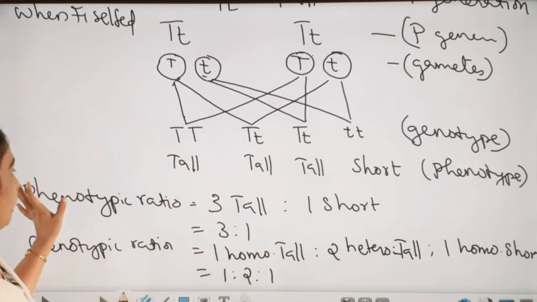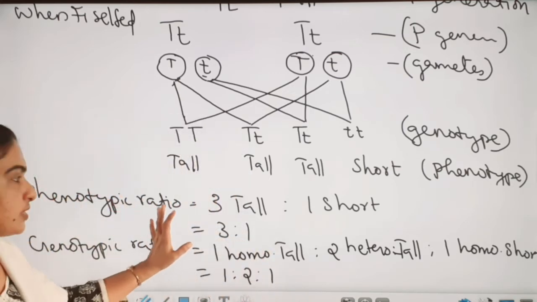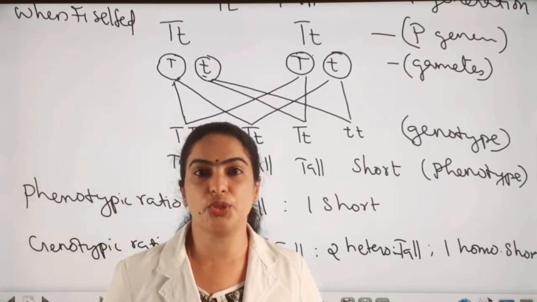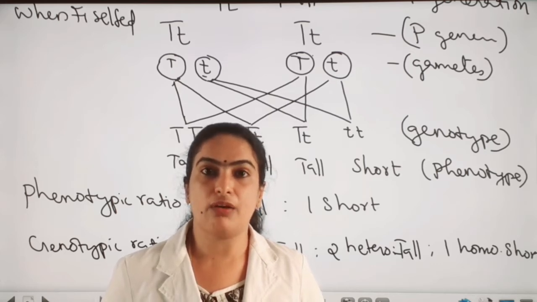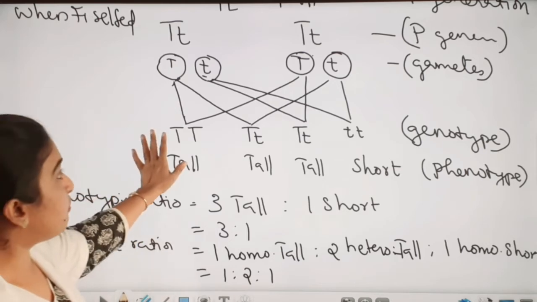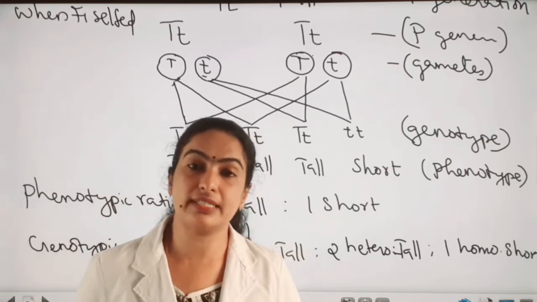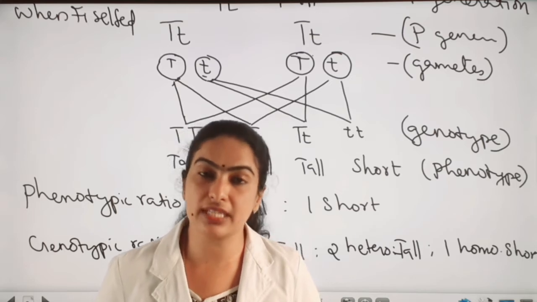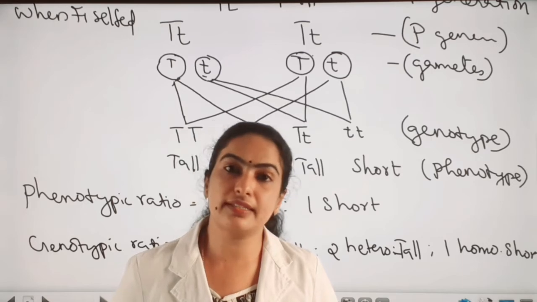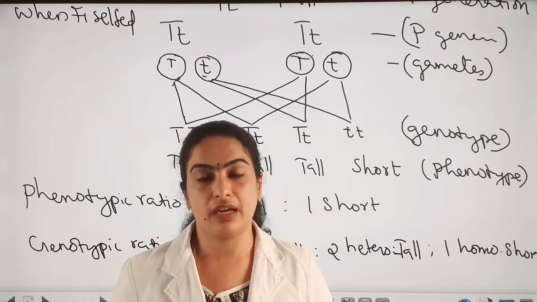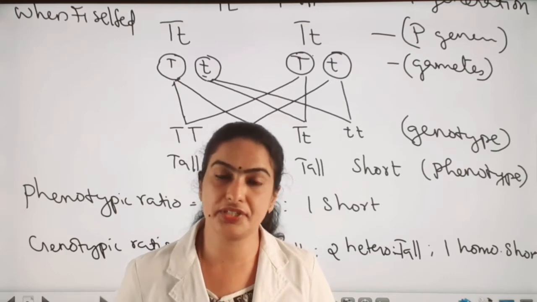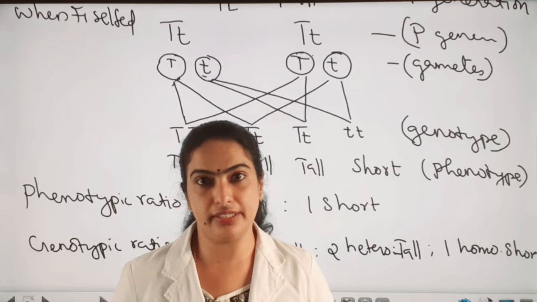So what is the phenotypic ratio of a monohybrid cross? The phenotypic ratio of monohybrid cross is 3:1 and the genotypic ratio of monohybrid cross is 1:2:1. Is it clear? So in this experiment, Mendel was considering only one character at a time, and that was height of the plant. But in dihybrid cross, he was considering 2 characters at a time, and that was color and shape of the seed.